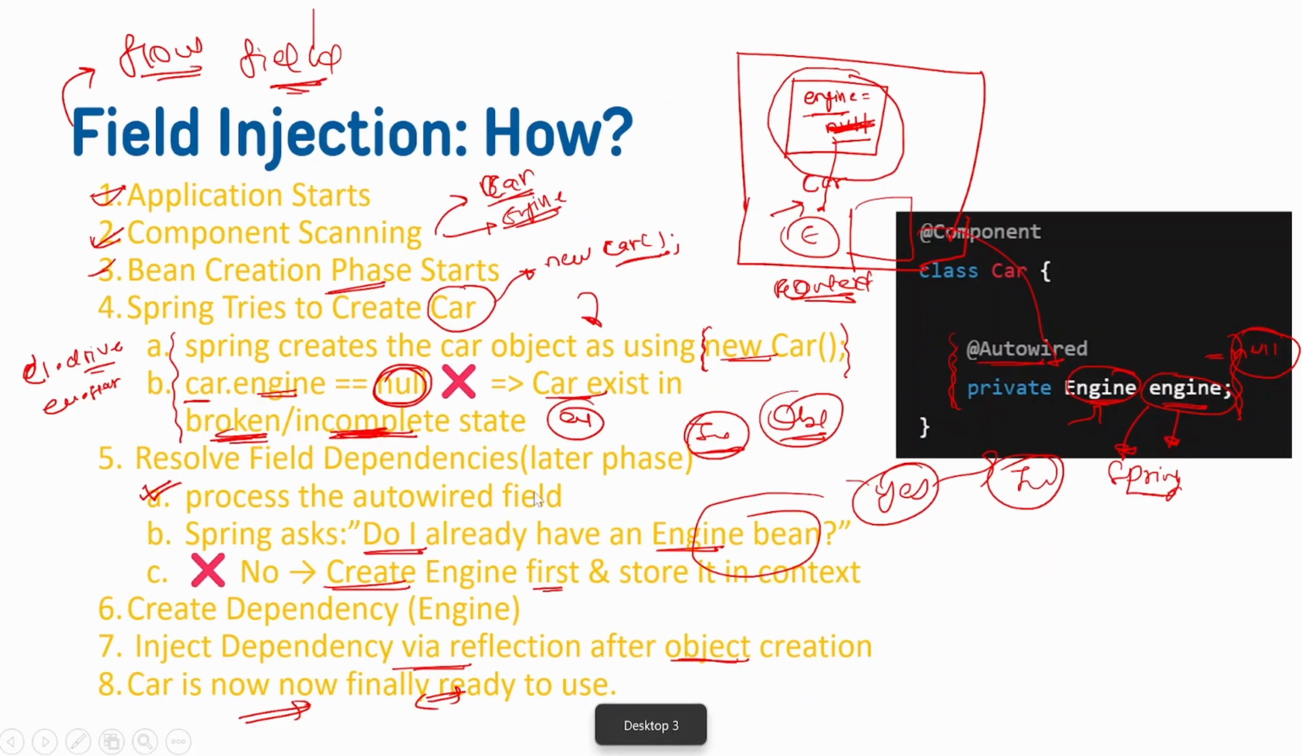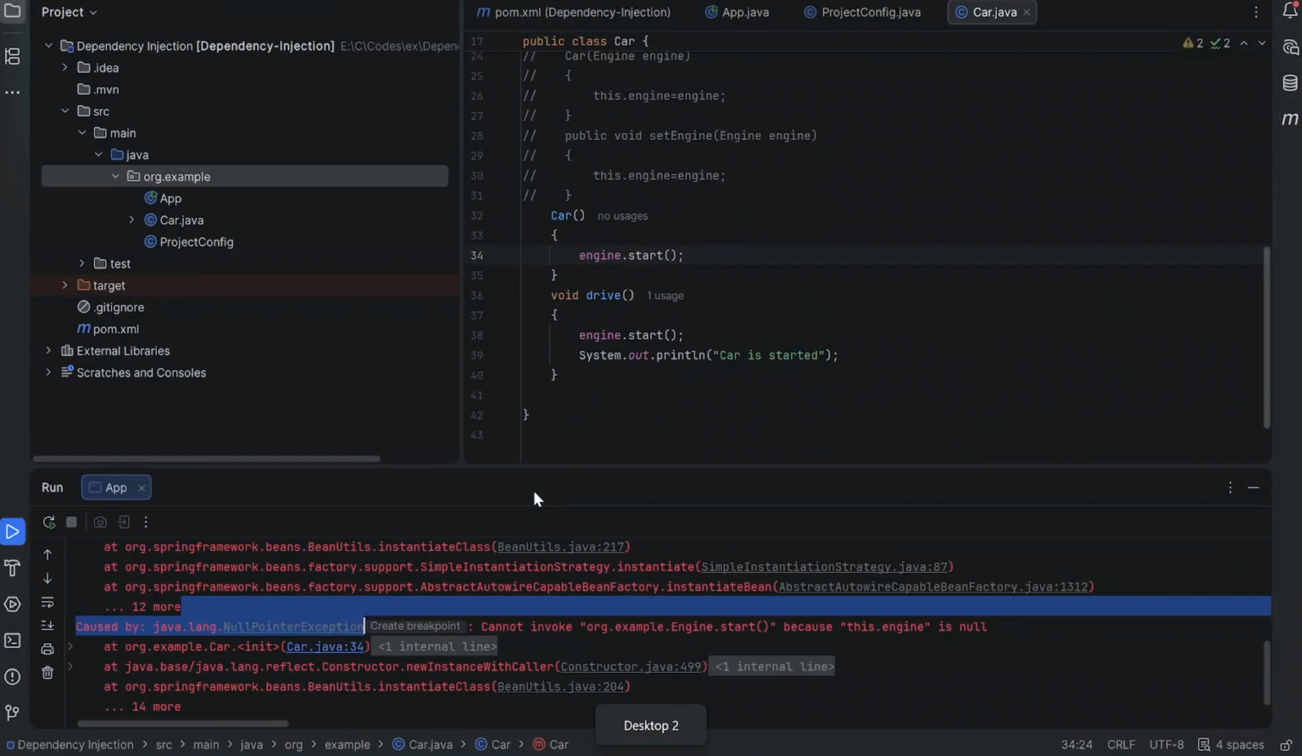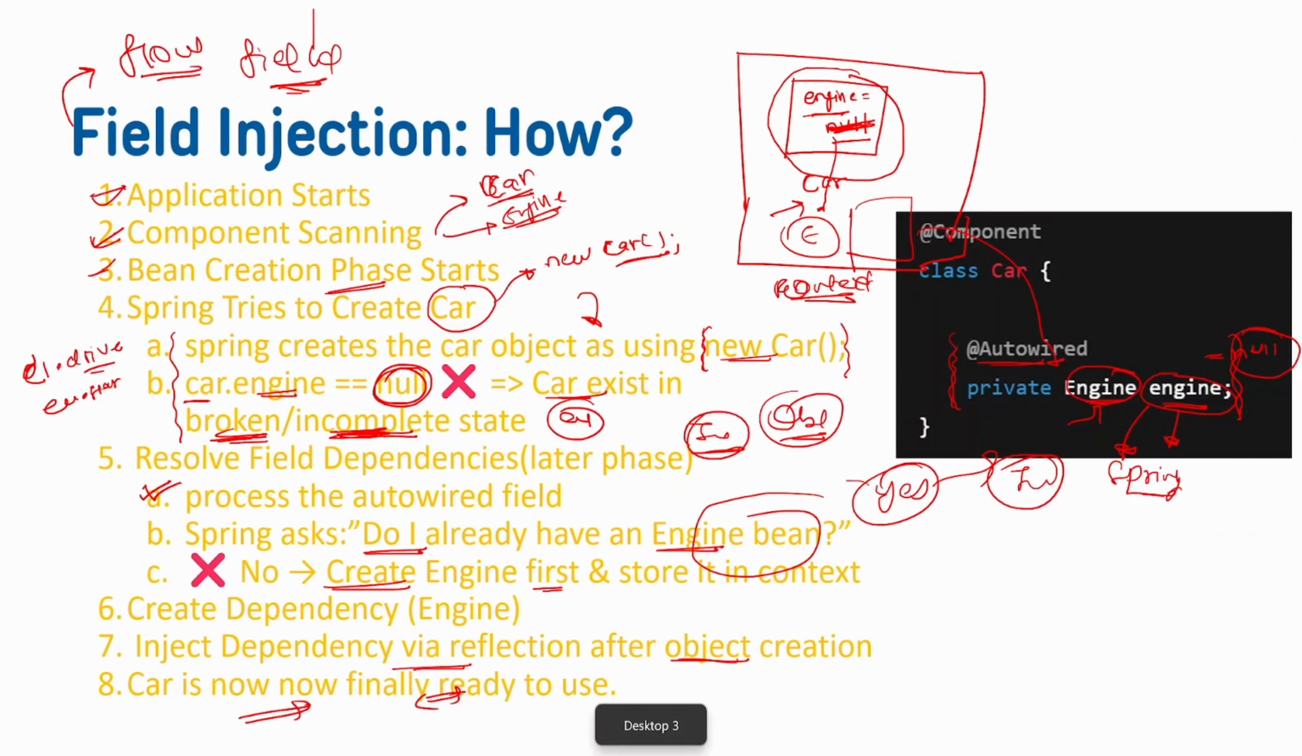So why? Because in field injection the dependency is injected after the object creation, but here during the object creation itself we are calling engine.start, and at this moment engine is null, therefore we are getting the null pointer exception in this case.